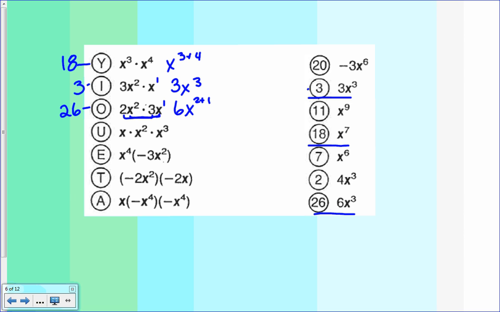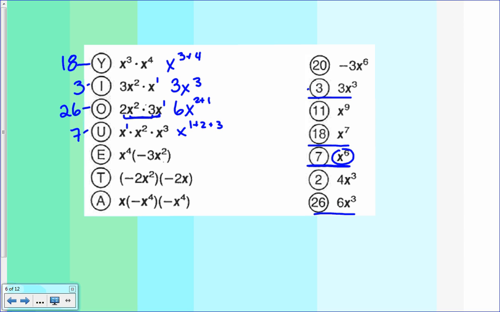Here again, I have an invisible 1. I'm going to add 1 plus 2 plus 3 to get x to the power of 6, and that's number 7. So x to the 1 plus 2 plus 3. So that's 7, x to the 6th right here.